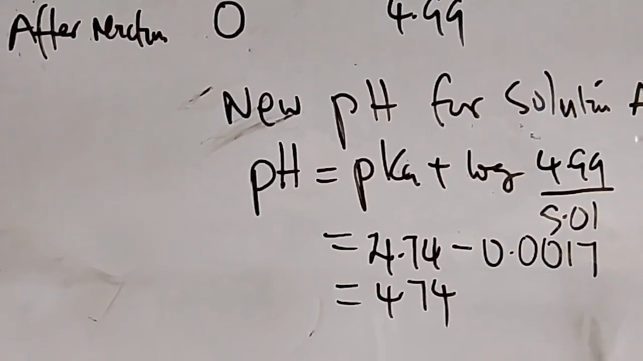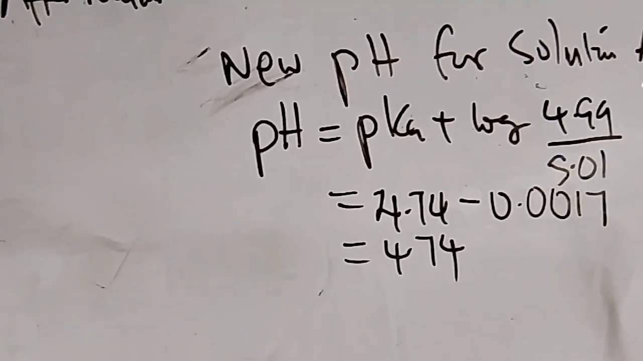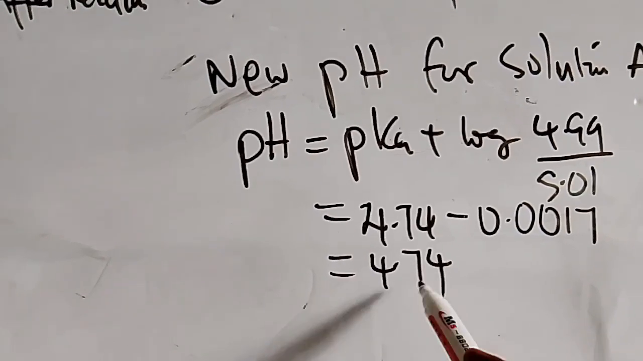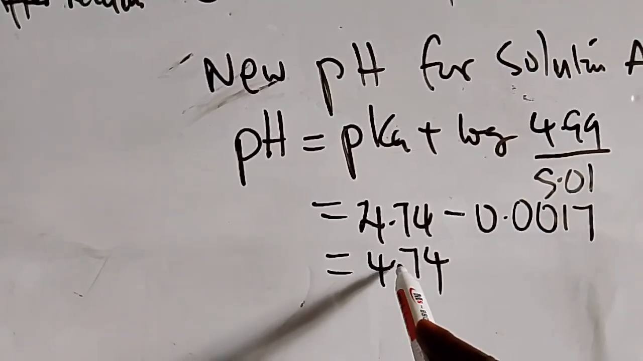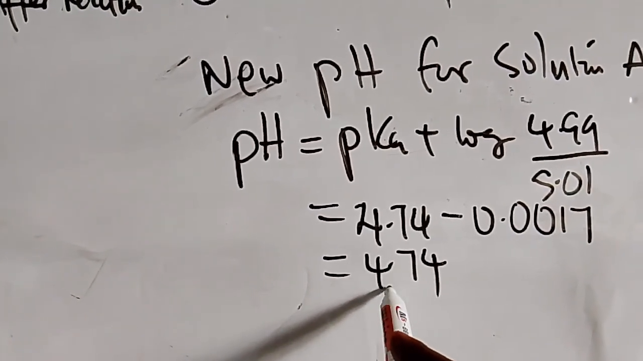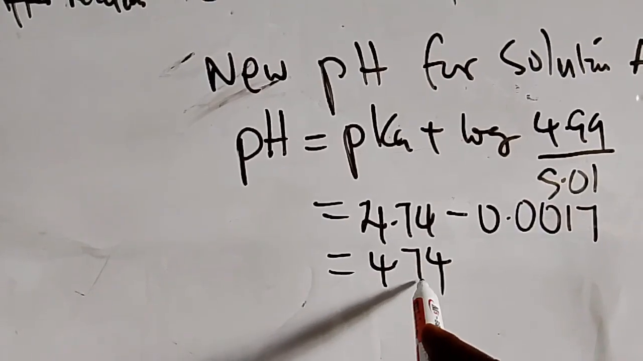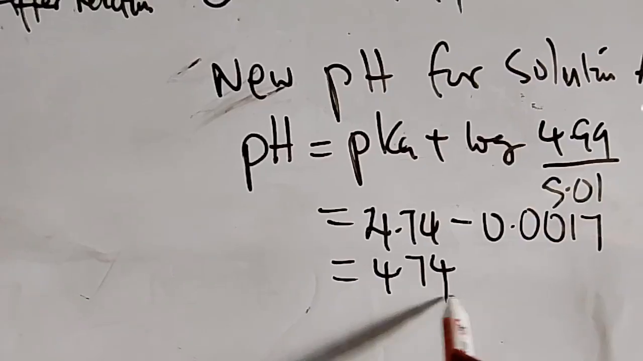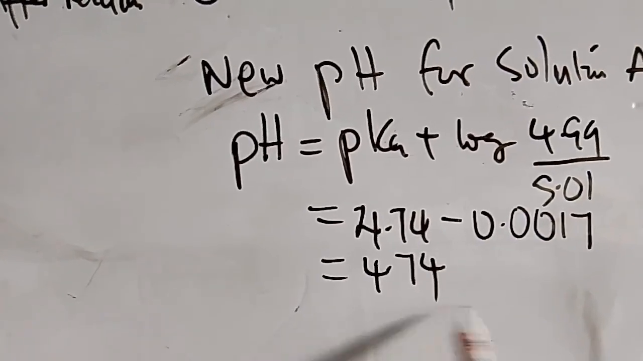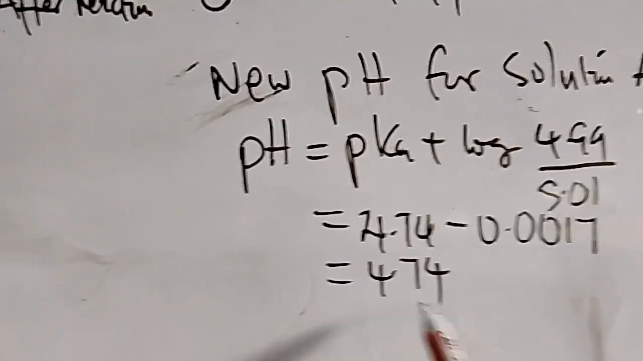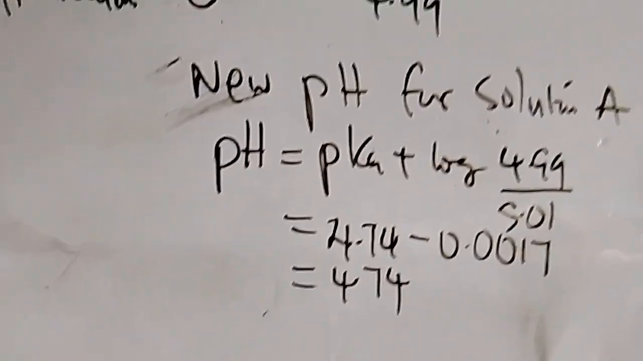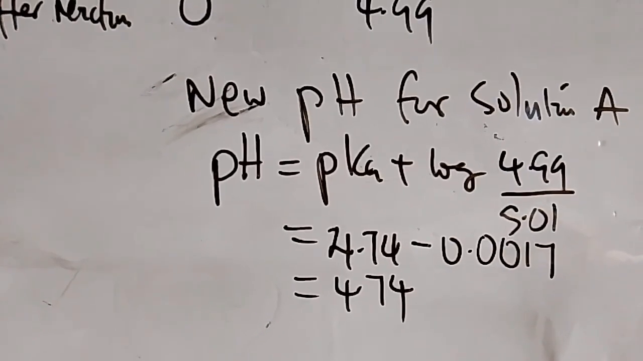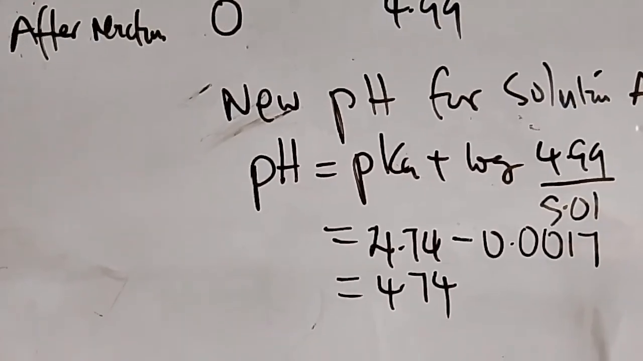Okay, so now we can see that the pH for solution A has not changed. Remember the pH that we found at first for solutions A and B is 4.74. So for solution A there is no change. The buffer has resisted the change in its pH.